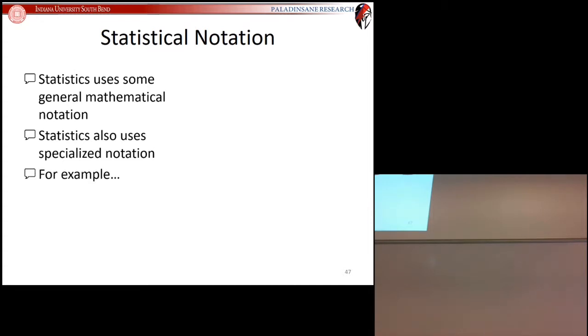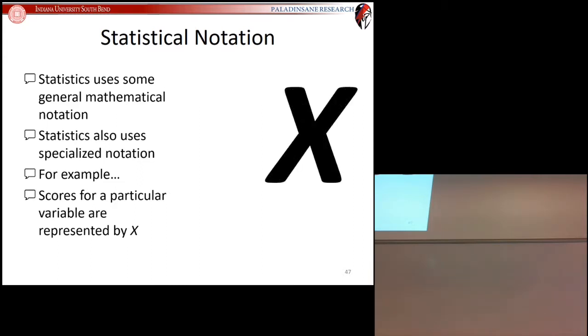So one of those is if you want to represent all of the scores for a particular variable, statisticians came together and they said, you know what, let's call that capital X. So if you're working with 100 survey responses, you passed out a survey to 100 subjects and you got back their surveys and you scored them, you have 100 scores. And instead of saying, here's a list of 100 scores, a statistician says when we talk about it, we'll just say X. This X stands in for those 100 scores.